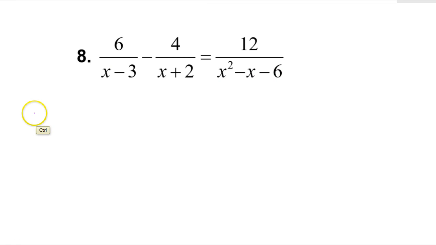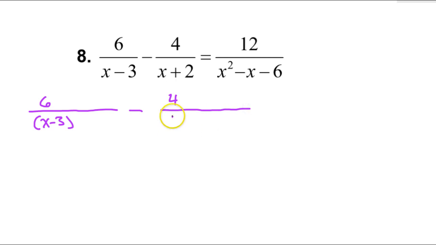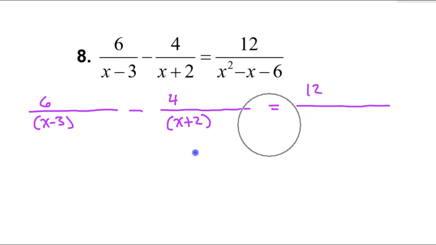All right, as usual, I'm going to spread these out a little bit. So I have 6 over x minus 3, and then minus 4 over x plus 2, and then equals 12 over.